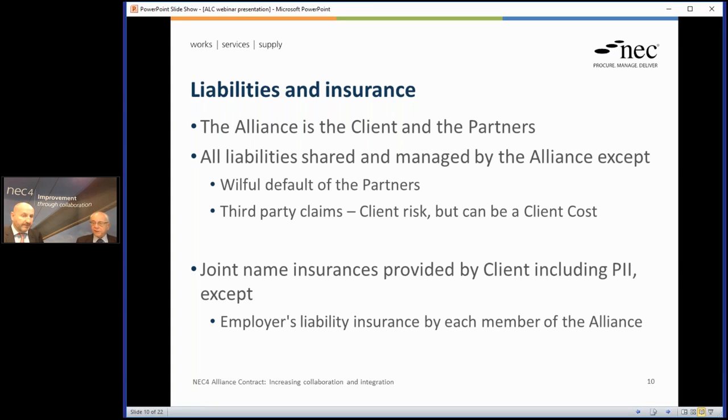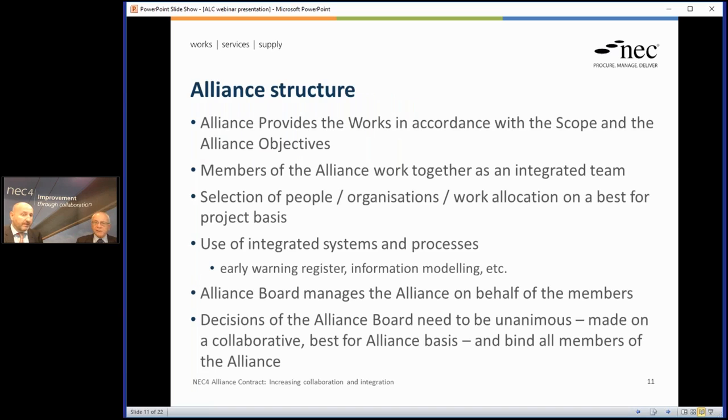Okay, that's helpful. Do you want to just take us through the structure, how this is all set out in the contract? Okay, well, when we pulled the contract together, we tried not to be too restrictive and impose too rigid a structure. We have got a structure in there, but we allow flexibility in terms of how the Alliance actually organises itself within the overriding structure. So, the key thing is the Alliance has to provide the works in accordance with the scope and the Alliance objectives, what the client has set out as their objectives for the Alliance. And the members of the Alliance work together as an integrated team. And it's very much then for the Alliance to determine who's best placed to do what.